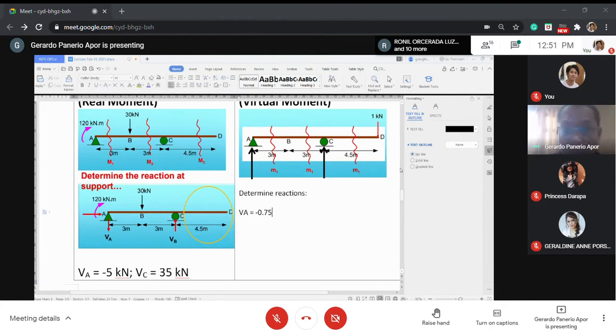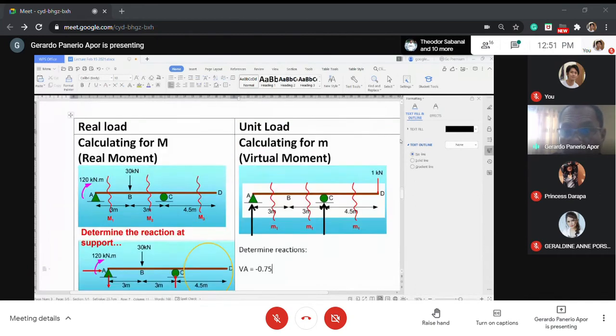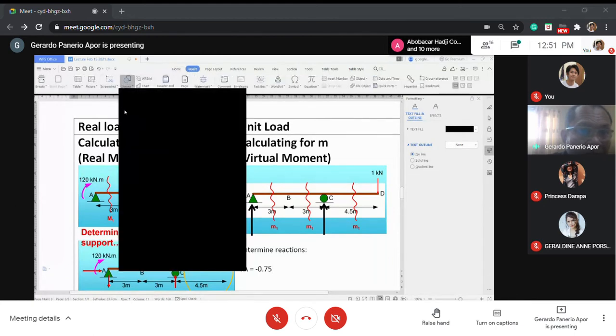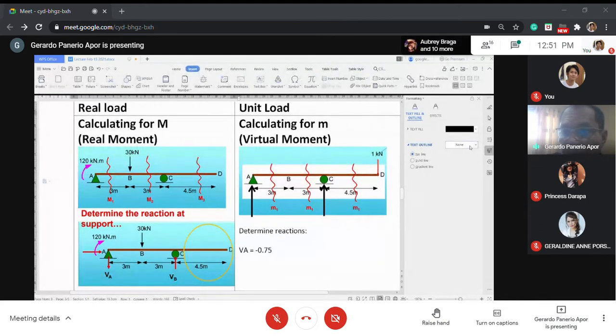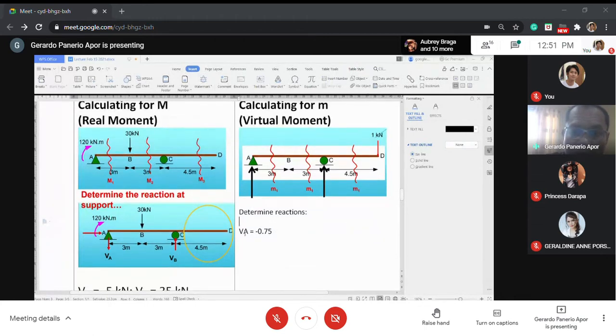Now I will not put kilonewton. I will erase this kilonewton. Do not include the kilonewton there. It's good not to include it, just the unit load. That's why my VA has no unit. It's better that way.